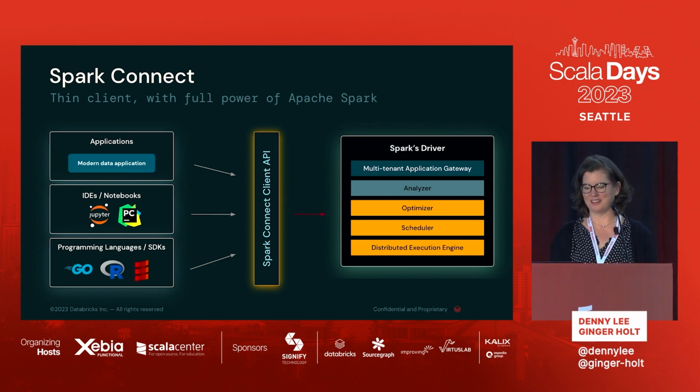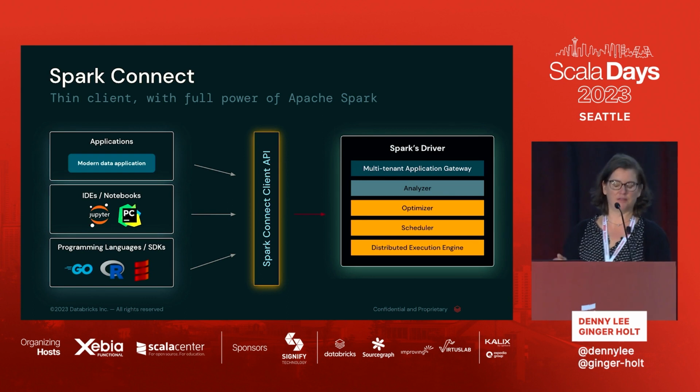So let's talk about Spark Connect, which is a solution built by the Spark Connect team. They needed to figure out how to build an interface that allows us to service all of these client applications in the same way and at the same time still leverage the full power of the Apache Spark ecosystem. So what is Spark Connect?